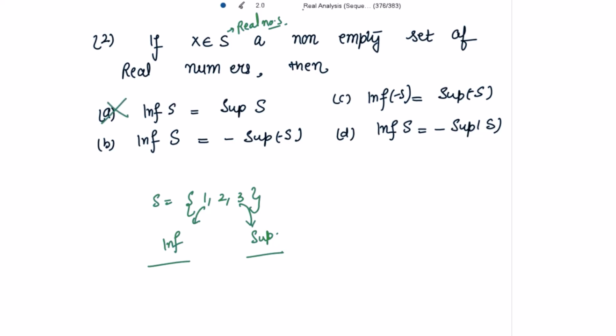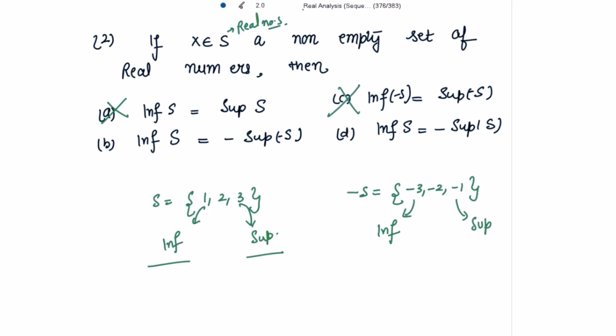The infimum of -S. What is -S? It contains the set of the negative values, right? What is the infimum value of -S? It is -3. What is the supremum value of -S? It is -1. The infimum value of -S, that is -3, equals the supremum value of -S, that is -1. Can this be equal? No.